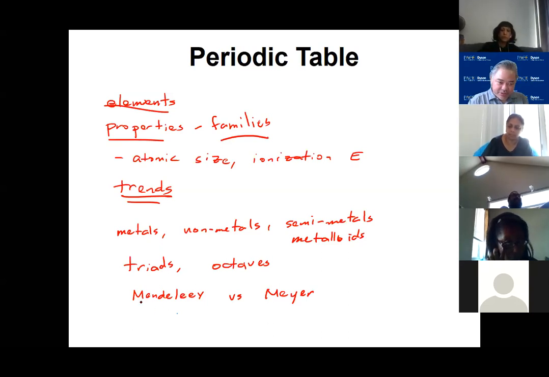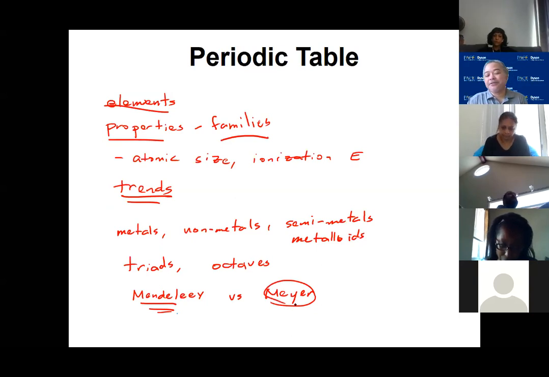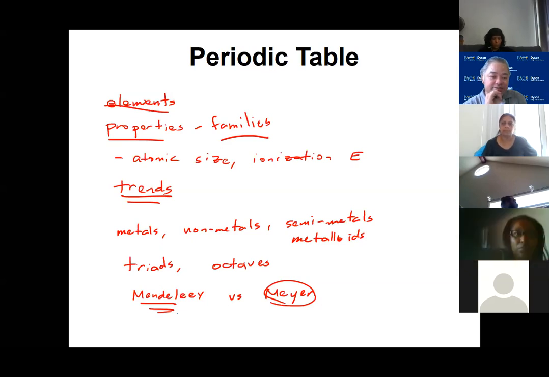The periodic table is given credit to Mendeleev, although Mayer was also studying the same periodic table during their time. The credit goes to Mendeleev because he was able to predict properties of elements that were not yet discovered but existing during that time. And when they found those elements, their properties were really close to those predicted by Dmitry Mendeleev.